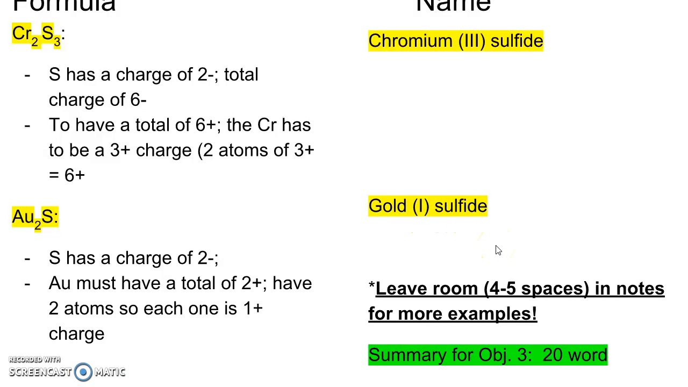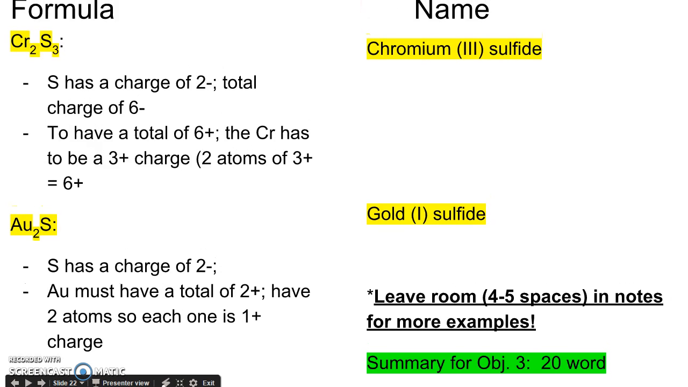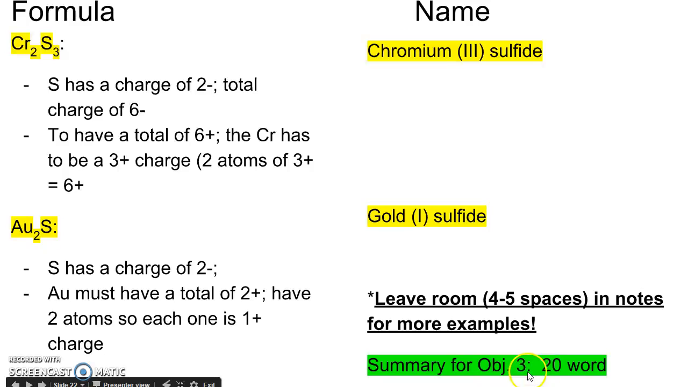So go ahead and leave 4 or 5 spaces in your notes for more examples. You can leave some space for more examples on how to write the formulas and how to write the names. The summary for this objective is going to be a 20-word summary, and we will do that in class, so there's no need to worry about that.